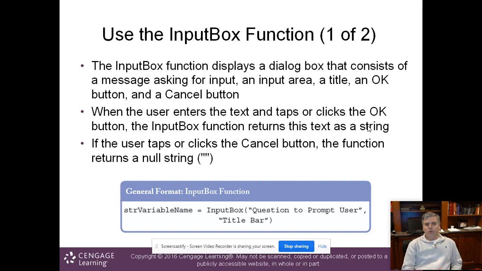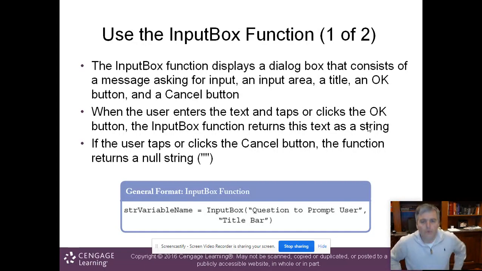So the next new function we're going to introduce in this chapter is the InputBox function. The InputBox function displays a dialog box that consists of a message asking for input, an input area, a title, an OK button, and a cancel button. When the user enters text and clicks the OK button, the InputBox function returns this text as a string. If the user taps or clicks the cancel button, the function returns a null.